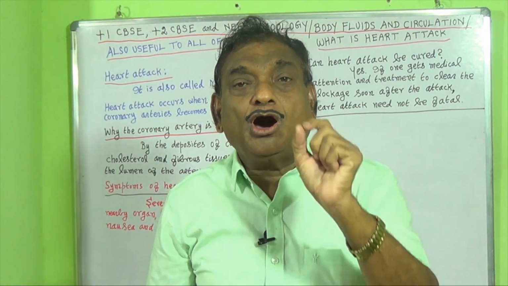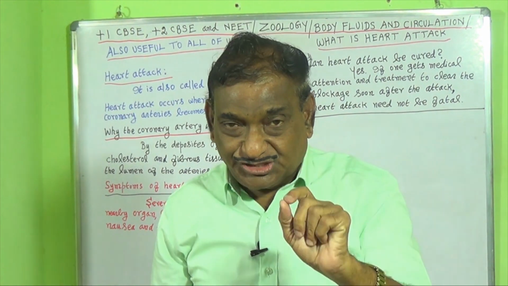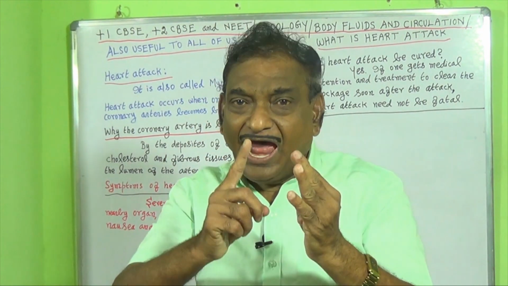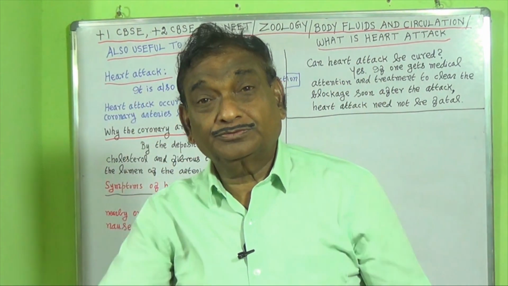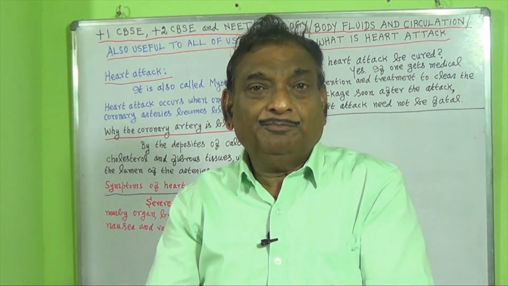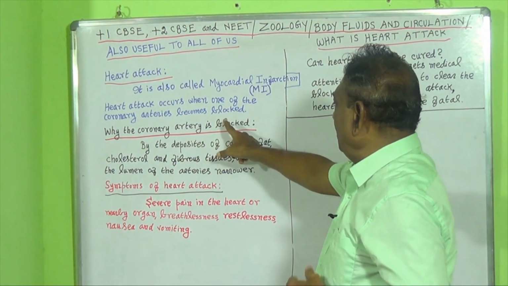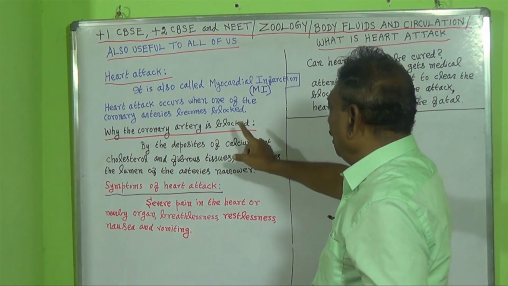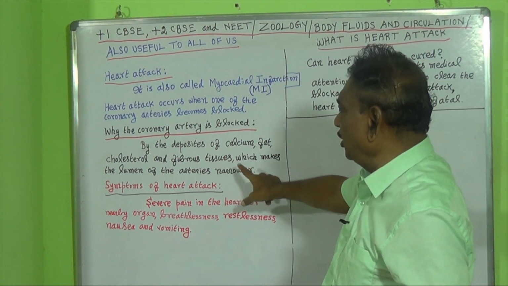Why is the coronary artery blocked? The reason is the deposit of calcium, fat, cholesterol and fibrous tissue, so that the lumen of the coronary artery becomes narrower. The deposits of calcium, fat, cholesterol and fibrous tissues make the lumen of the arteries narrower.